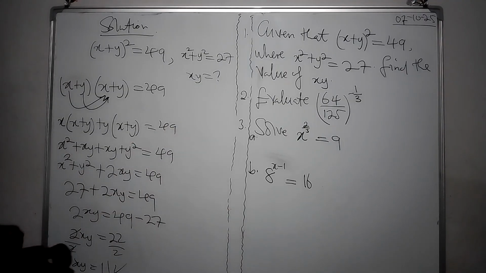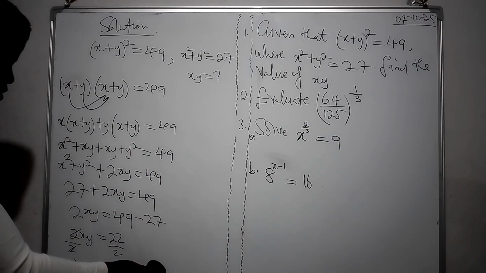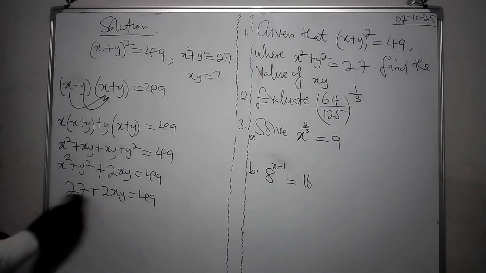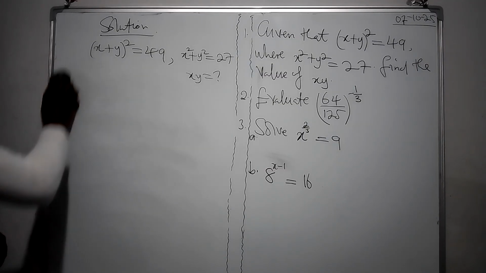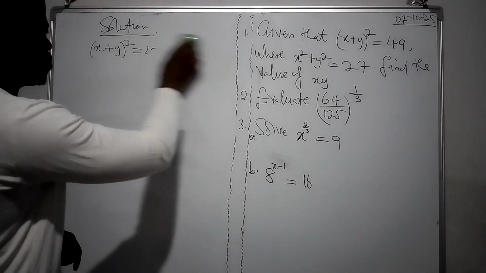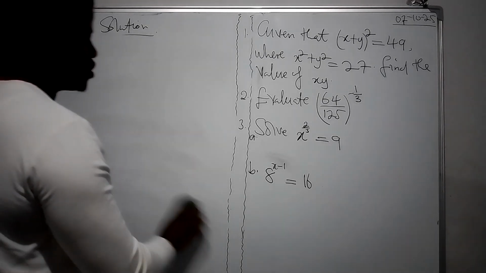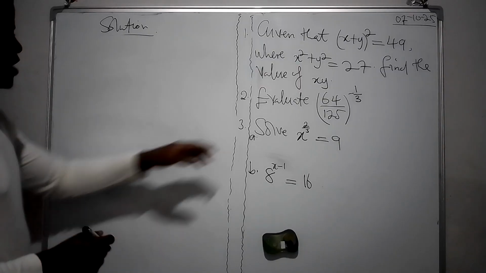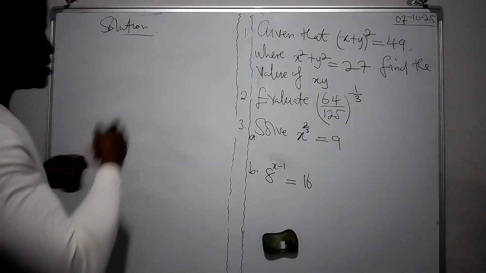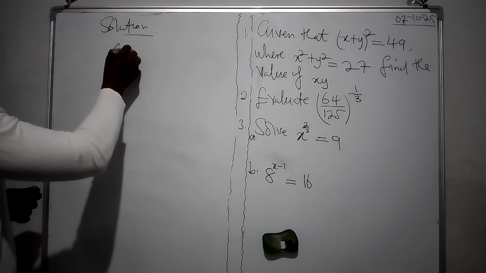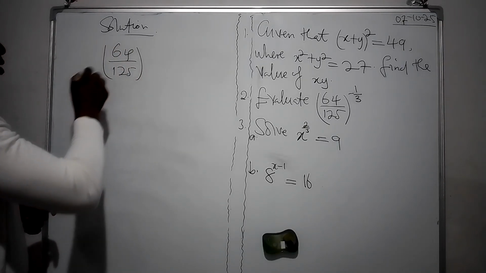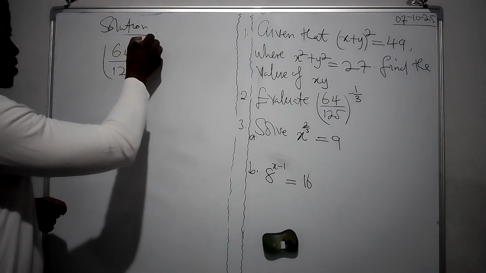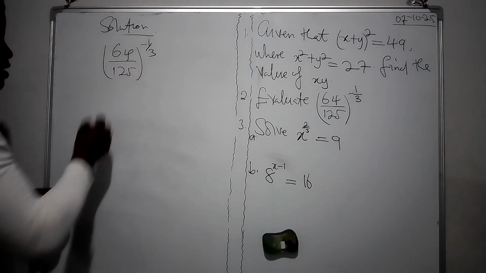Okay, so let's move to the other question, which is question 2. Question 2 was saying evaluate (64/125) raised to the power negative 1/3.